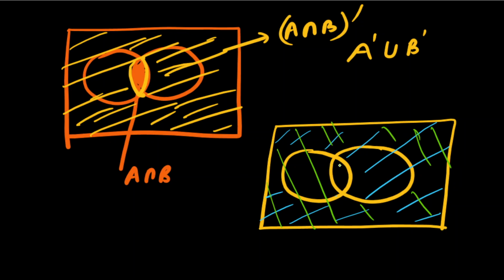Union again you can see, other than this common part, everything is there. So union means everything other than this I have to include. So the shaded portion which I have shaded with both green and yellow, these parts will come here. So this is A complement union B complement.